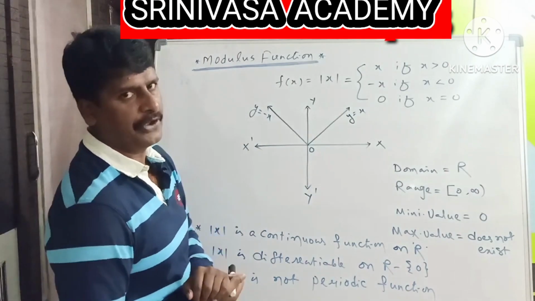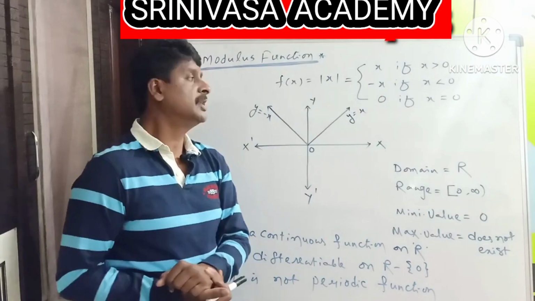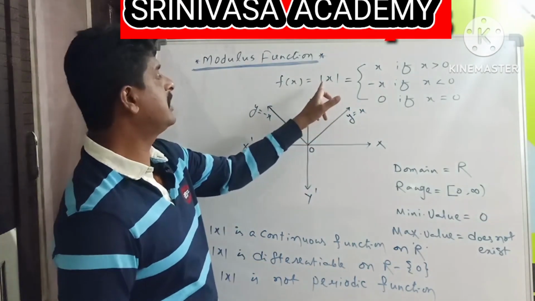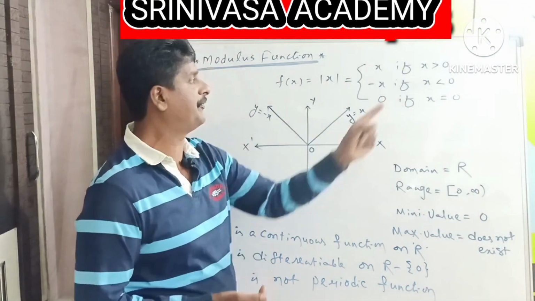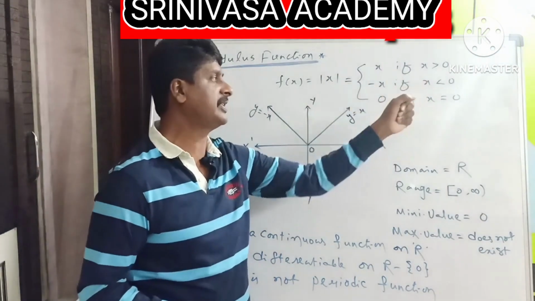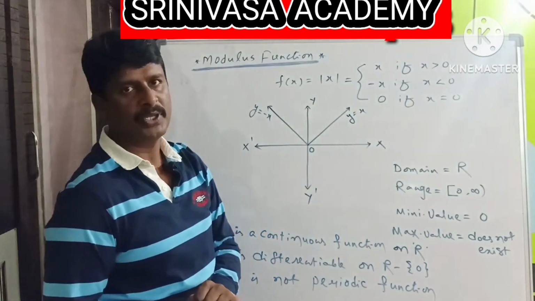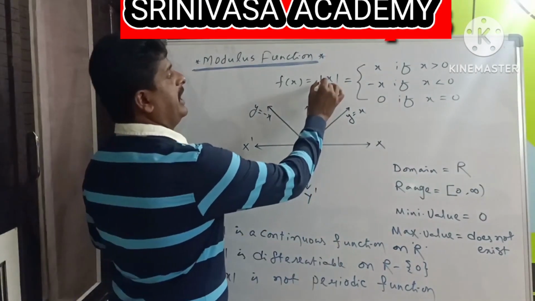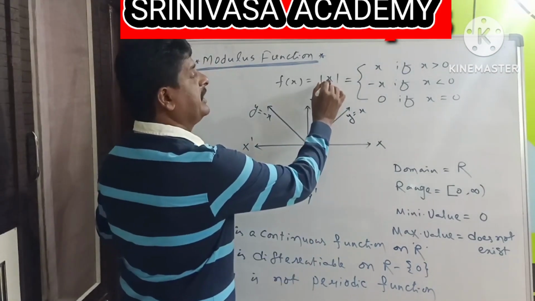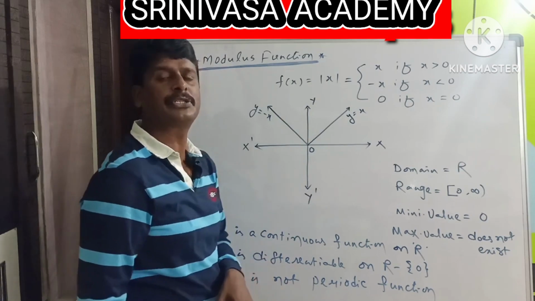Of course, all of you know about f of x is equal to mod x. This is the modulus function. It is defined as: modulus of x will come out as x if x is greater than 0. Mod x will come out as minus x if x is less than 0. Mod x is equal to 0 if x is equal to 0. Whenever the input is positive, it will come out as x. If the input is negative, it will come out as minus x. If the input is 0, the output is also 0.